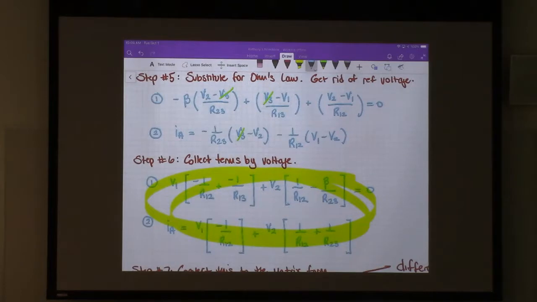Now there's two other types of problems that we haven't discussed yet. We haven't discussed what happens when you have any voltage sources in the nodal analysis, either dependent or independent voltage sources.